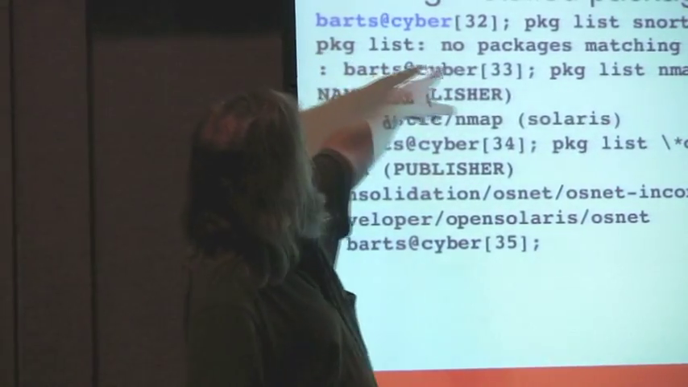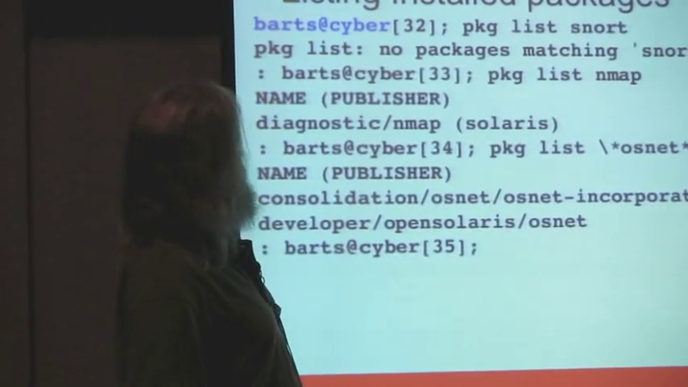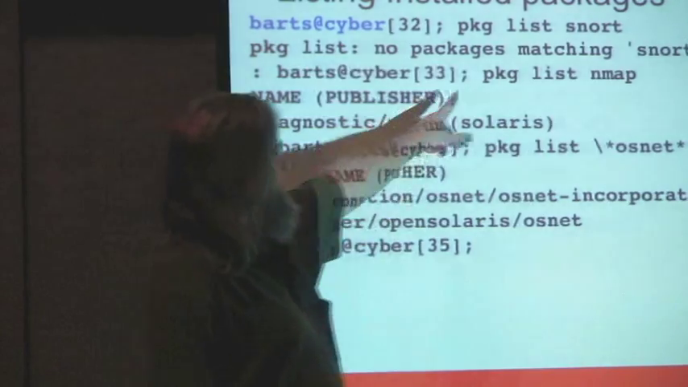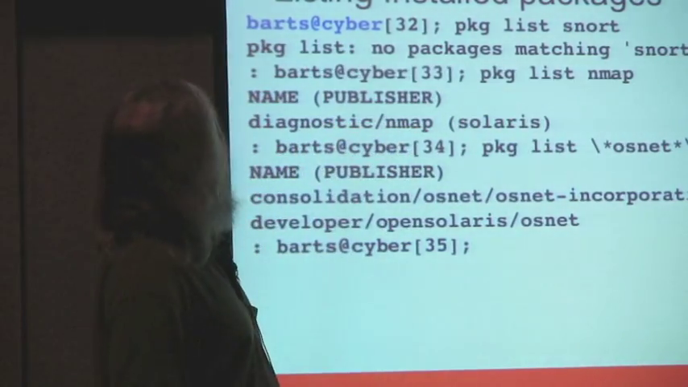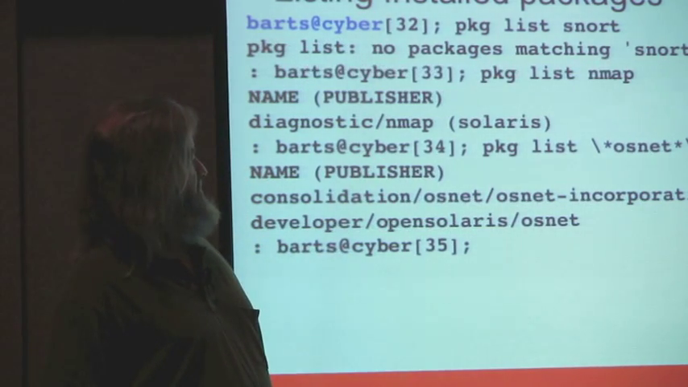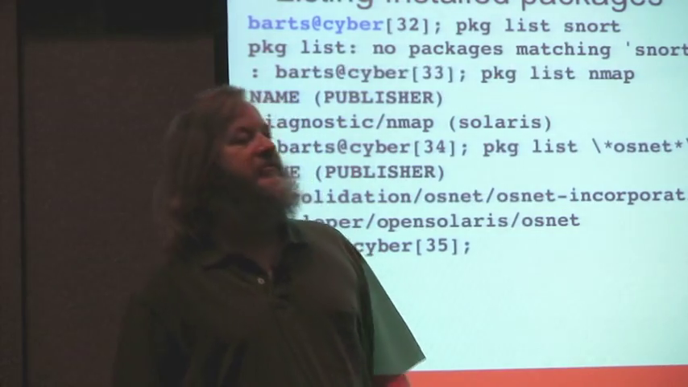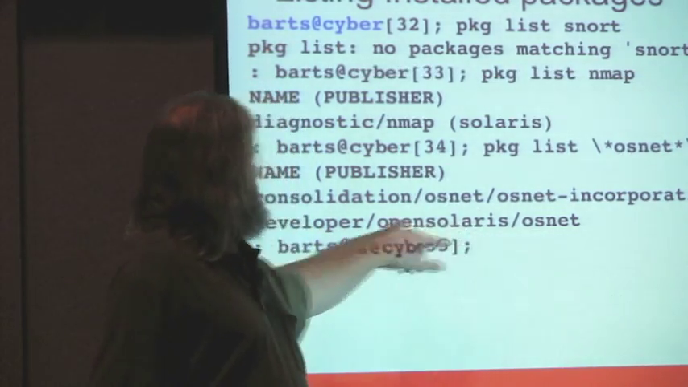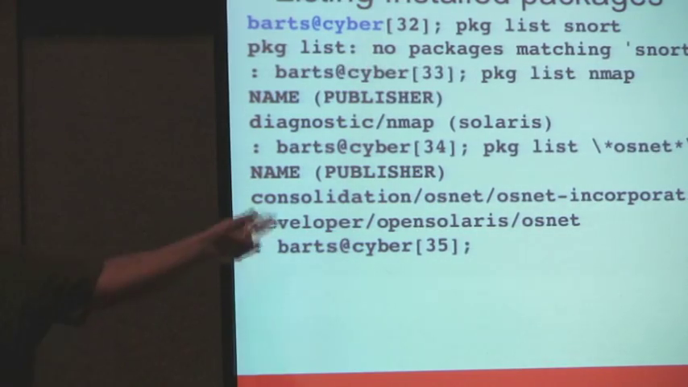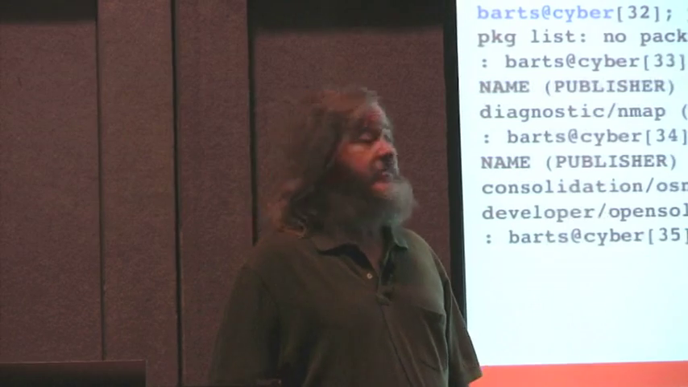And here, I looked for a package called snort. That wasn't installed, because I did a package list operation here. And then I listed nmap, which I did have installed. And here's an example of wildcards, where I passed a series of wildcards in, and I found 2 packages that had the letters OSNet in them. And this package here, consolidation OSNet incorporation, is one of those constraint packages I talked to you about that's full of incorporate dependencies.